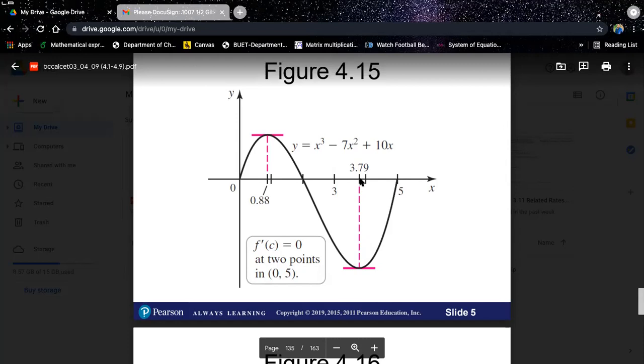These values are actually our critical points, right? This 0.88 and 3.79, for which we are getting the first derivative 0, these are actually our critical points, right?